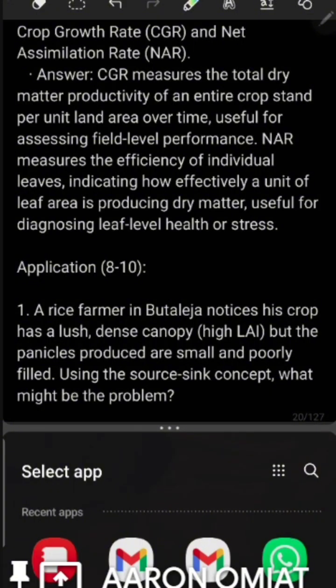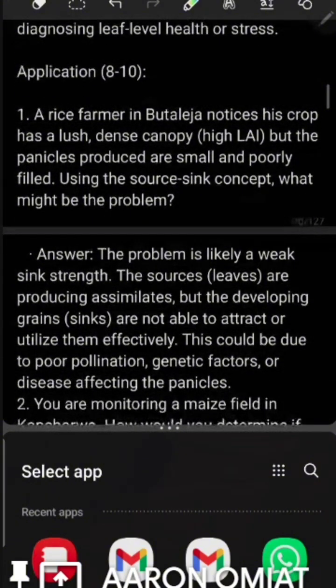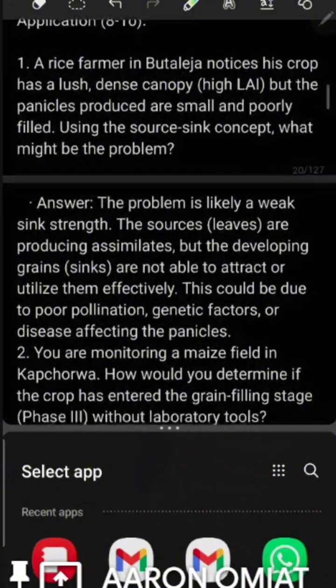So the food or photoassimilates are not able to be fully taken in, maybe because at the pollination stage the panicles had stress. The answer is likely weak sink strength. The source leaves are producing assimilates, but the developing grain sinks are not able to attract or utilize them effectively. This may be due to poor pollination, genetic factors, or disease affecting the panicles.